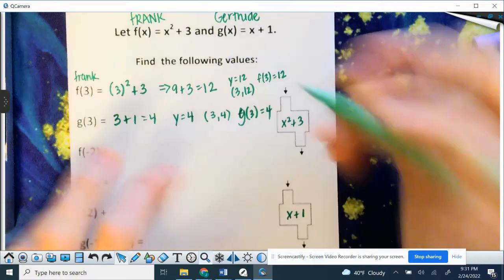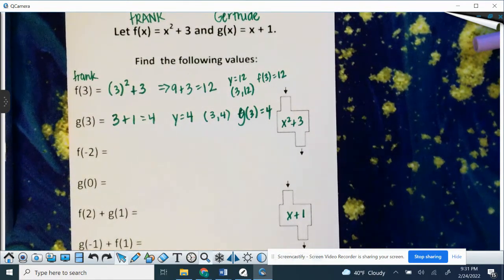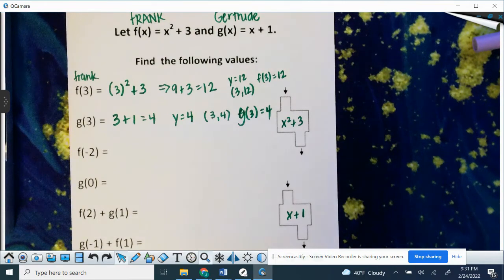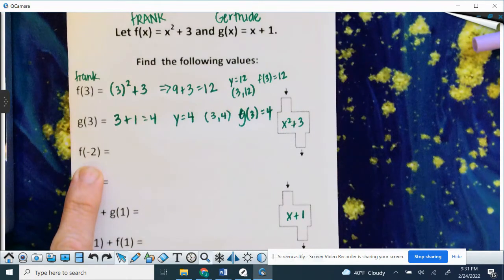And if you put an f of 3 equals 4 there like I about did, that is absolutely incorrect. You have to make sure you stay and pay attention. So slow down and read carefully. So f of negative 2, that means I'm going to use the Frank function. I challenge you to pause and try it by yourself.